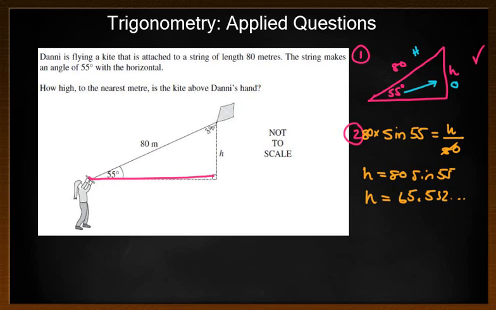Now this is in meters, of course, and it says to the nearest meter, so therefore h equals 66 meters. Now, of course, this is not drawn to scale, so sometimes when we look at it, we go, oh, that doesn't really look like it's 66 meters. The hypotenuse is 80 meters, so 66 meters in terms of the triangle sounds quite reasonable. Okay, so that's quite a good question.